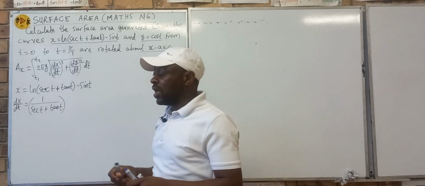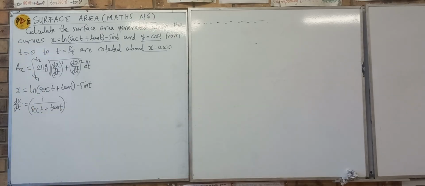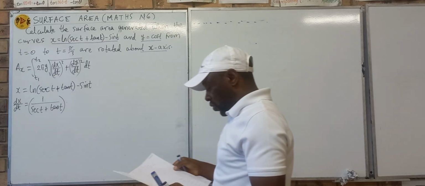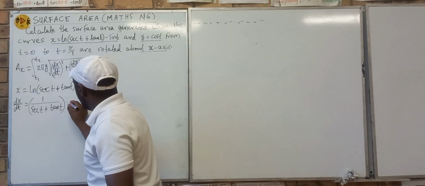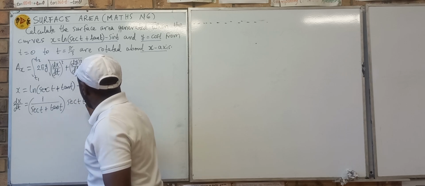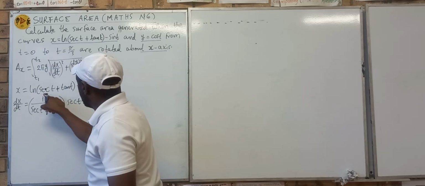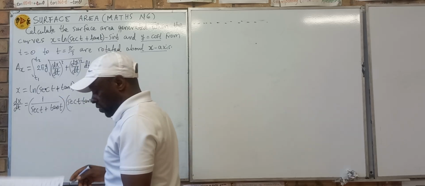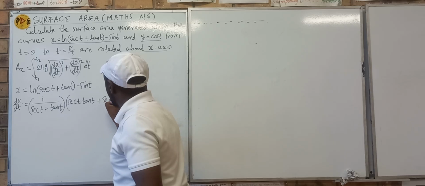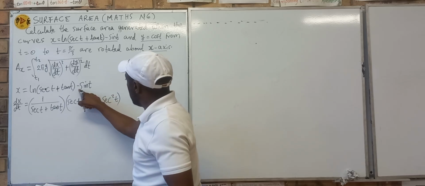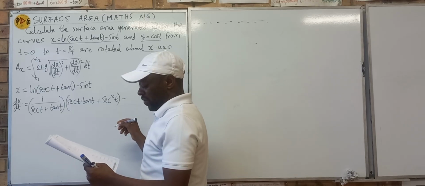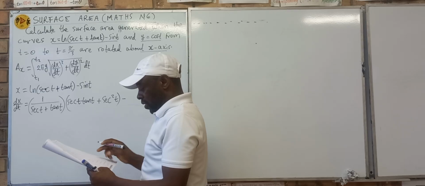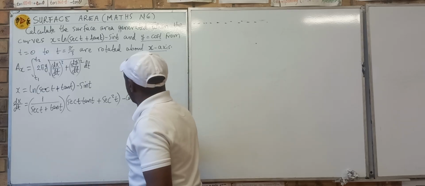When we differentiate sec, I believe it is sec tan. Let me just confirm that on page number 2 of my formula sheet. Here, the derivative of sec is sec tan. So if I differentiate what is here, I will get sec t tan t. That's the derivative of sec, plus then the derivative of tan. Once I differentiate tan, I get sec squared t. Then minus the derivative of sin t, which gives me cos t, sorry.